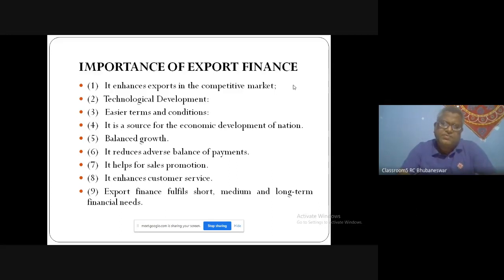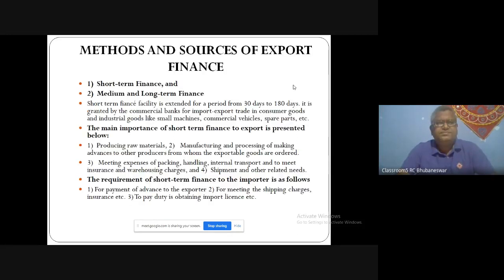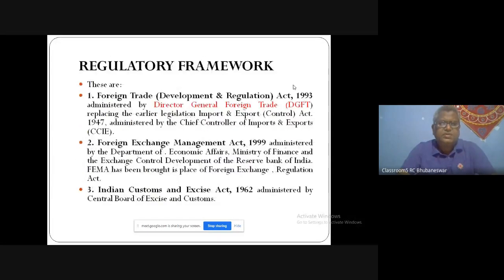If you talk about export finance, similarly, technological development, basic terms and conditions, and balance of growth are necessary for the exporting of particular goods, and export finance is required. It means there is a need for sales promotion, customer service, and medium and long-term needs. In a detailed way, through export finance there are short-term, medium-term, and long-term finance, through which the importance of short-term finance is also focused on in a different way, and its requirement is also there.